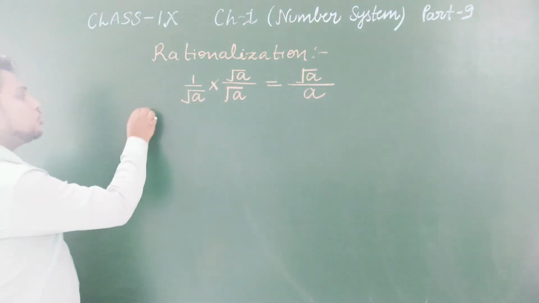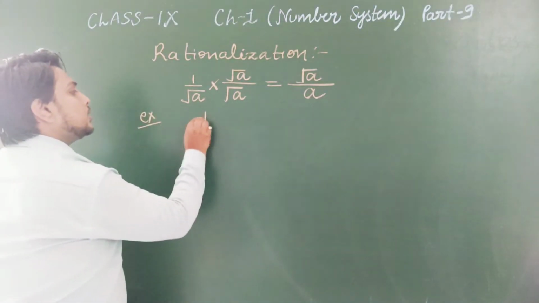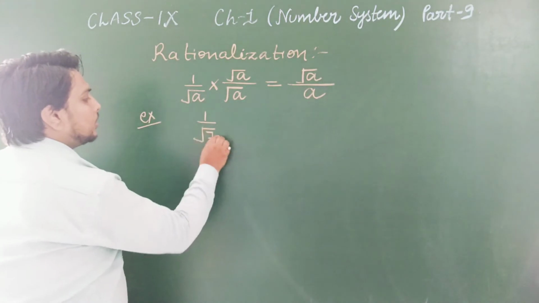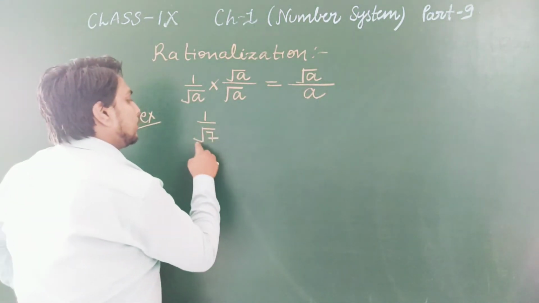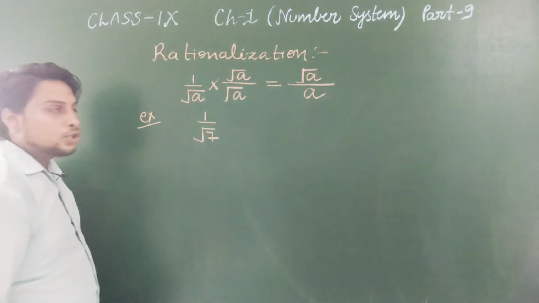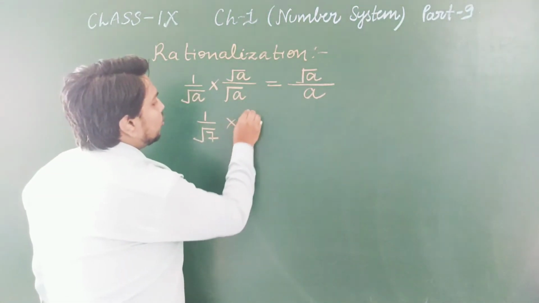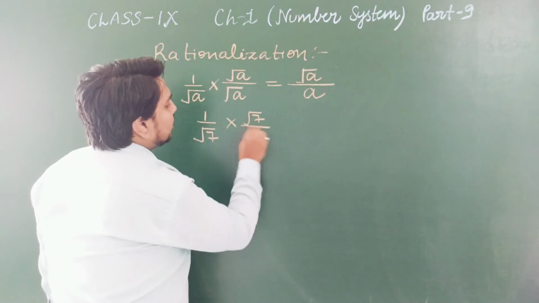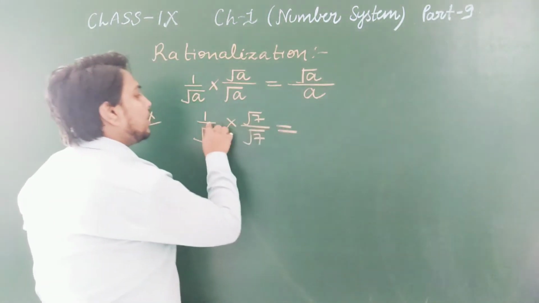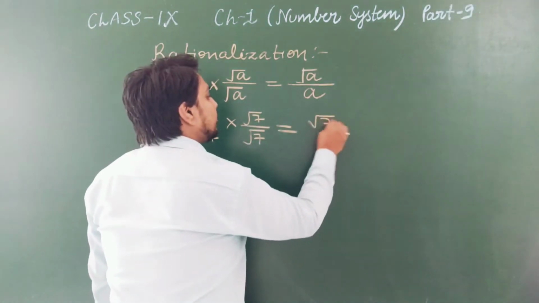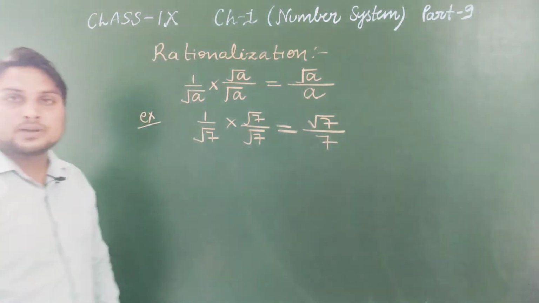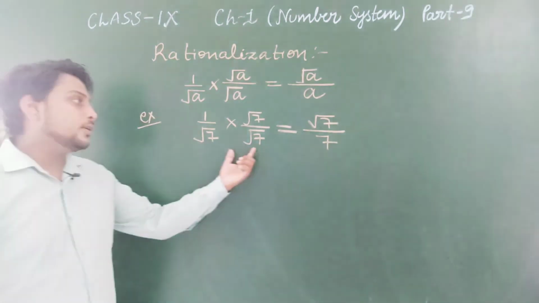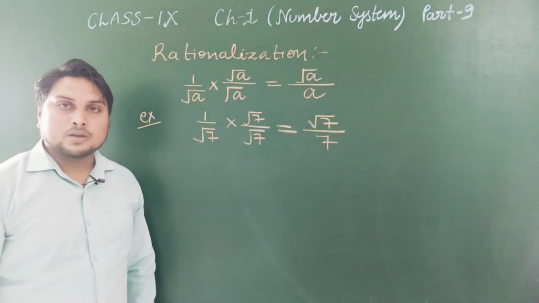For example, if the question is 1 upon under root 7, how can we write it? How can we remove the square root from the denominator? We should multiply by under root 7 in the numerator as well as in the denominator, so that we can write it as under root 7 upon under root 7 into under root 7, that is 7. In this manner we can remove the square root from the denominator.